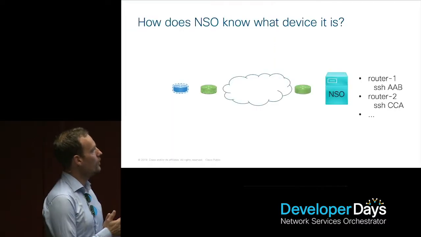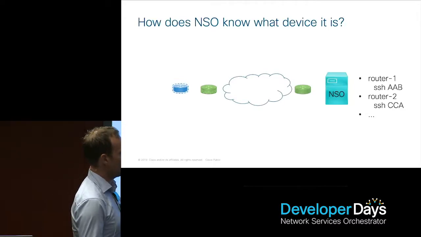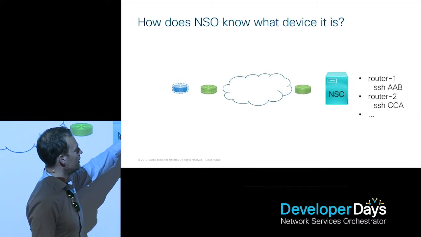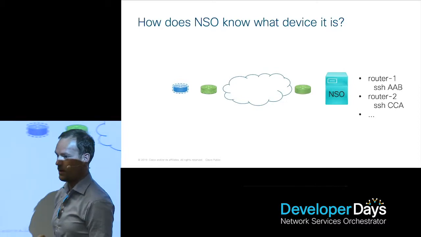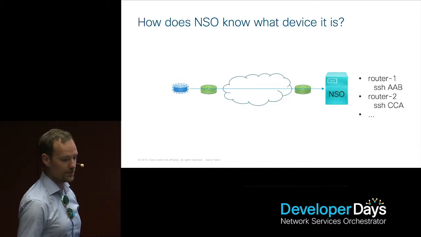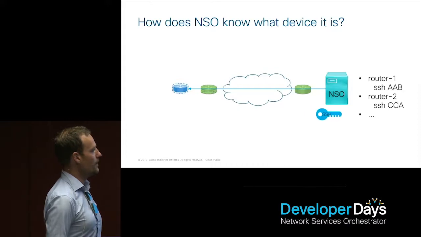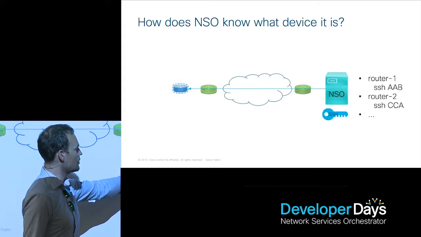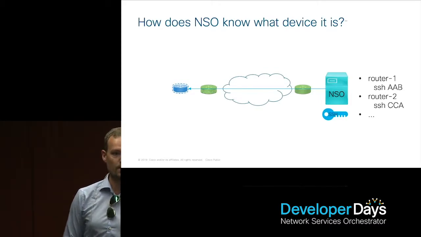So how does NSO know what device it is? What I'm gonna show you later is when you register your devices in NSO, since you don't know the IP addresses, you have to say which SSH public key your device is gonna call back with. The way it works is the device is gonna establish its TCP connection to NSO. NSO is gonna do the SSH negotiation, and as part of that negotiation, it's gonna receive this device's public key.